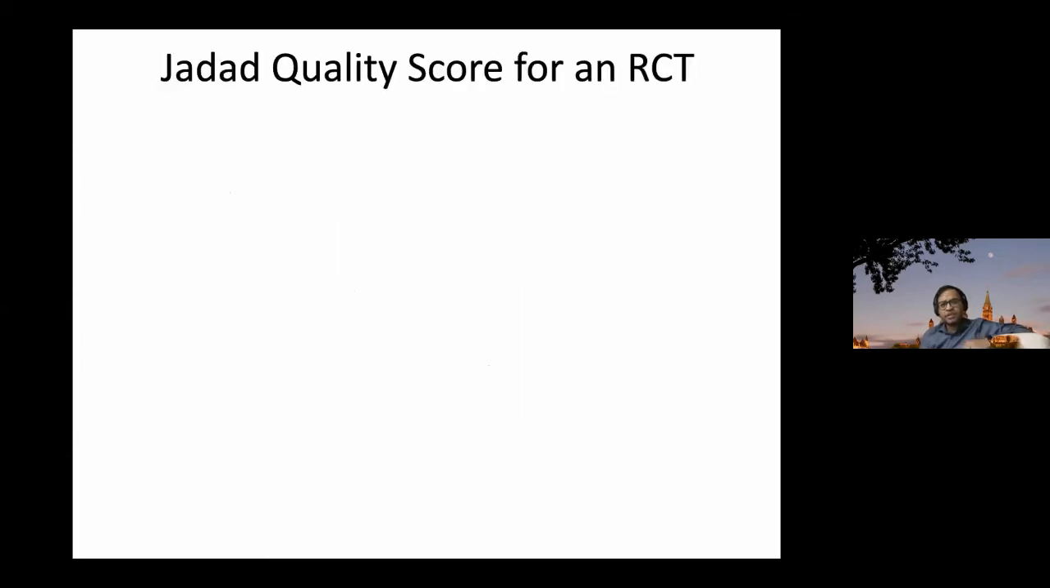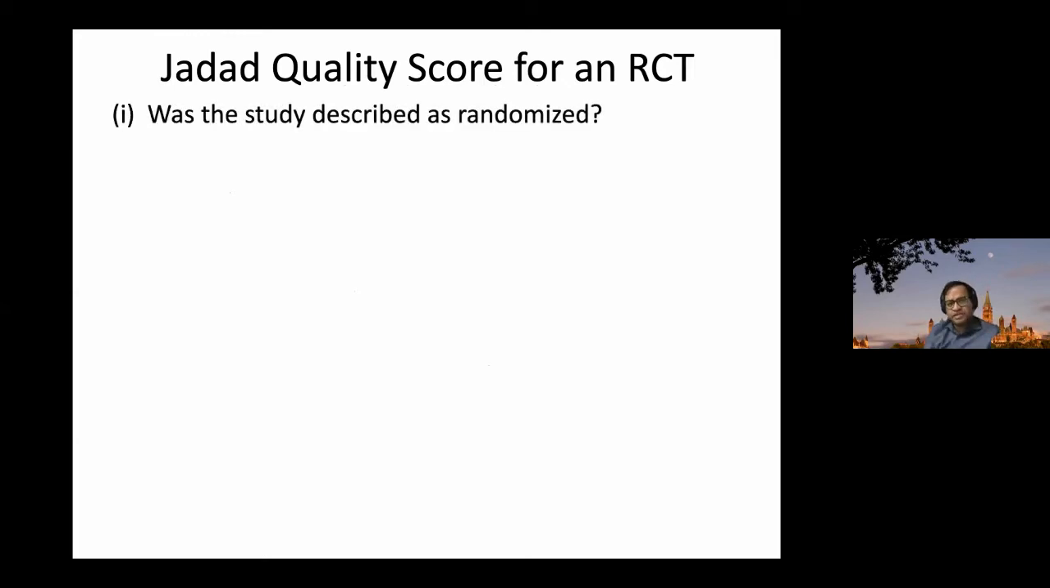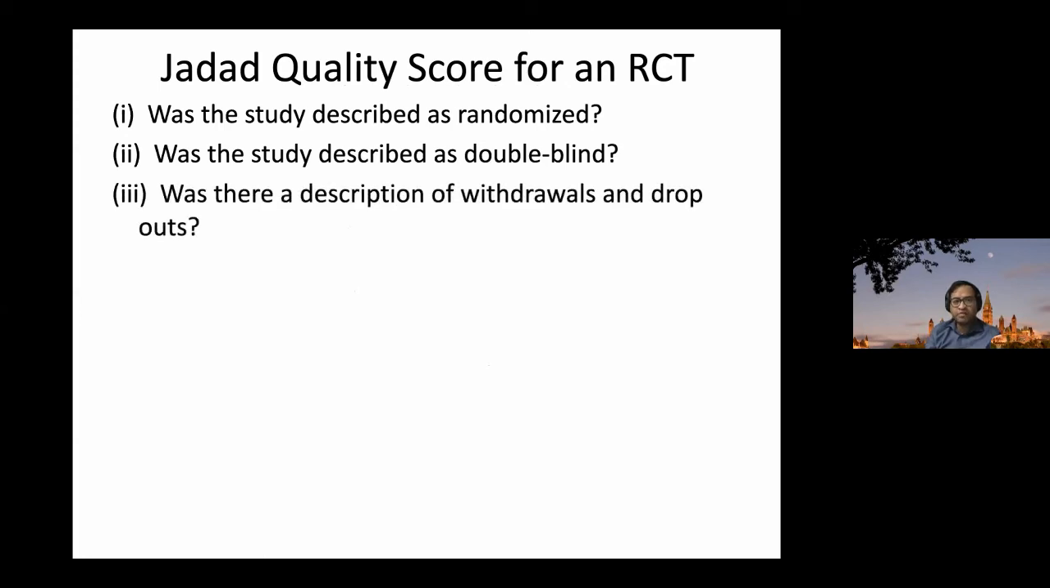So one of the simplest scores is called the, I think it's pronounced, Jadad quality score, which is for a trial. So there are just three elements in this. One is, was the study described as being randomized anywhere in the paper? And was the study described as double blind? Was there a description of withdrawals and dropouts? How many patients, after being enrolled, withdrew or dropped out? And you give one score for each of them.